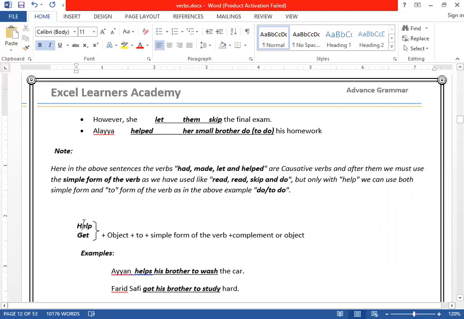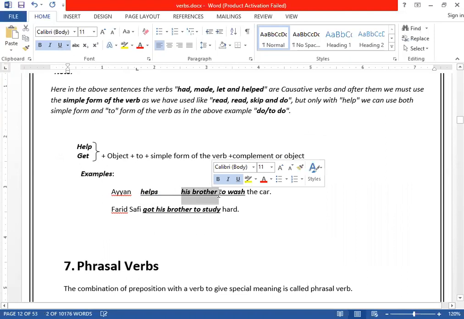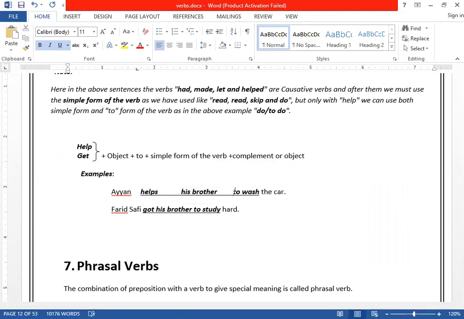Help and get. He helps whom? Ayan helps his brother. His brother is the object, to watch the car. To watch the car.